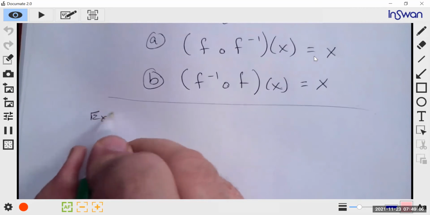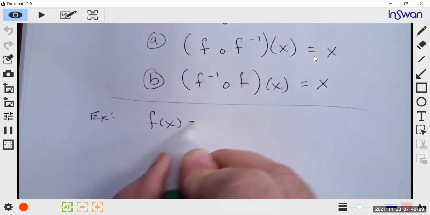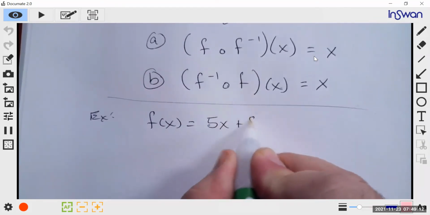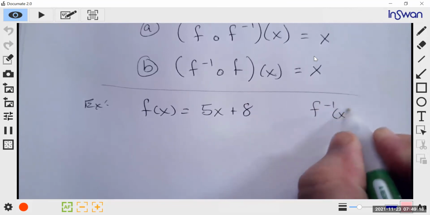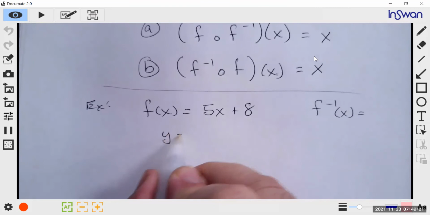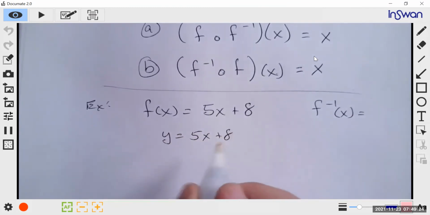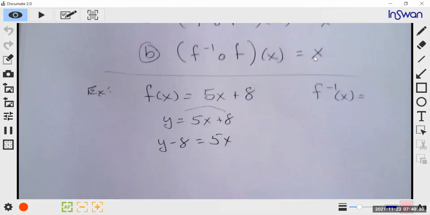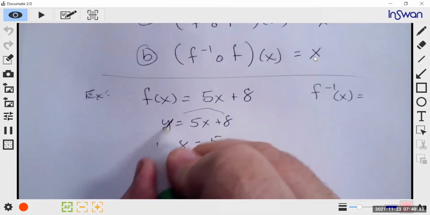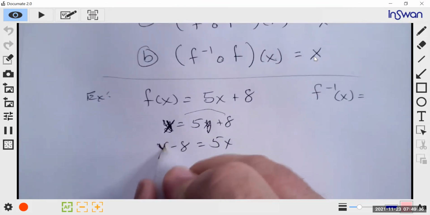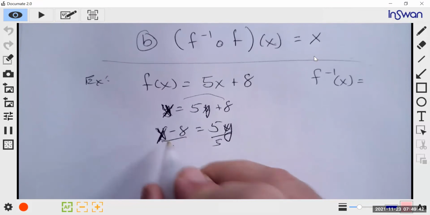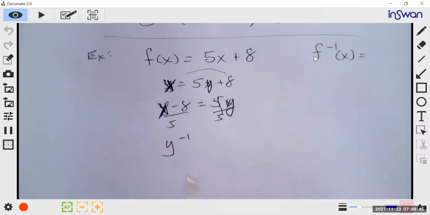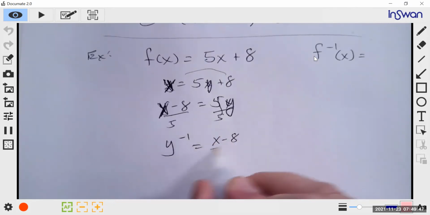Let's look at this example. f of x equals 5x plus 8. Find its inverse. So we have y equals 5x plus 8. Oops, got to switch x and y first. That becomes x, that becomes y. Subtract 8 from both sides: x minus 8 equals 5y. And divide by 5. So the inverse is y equals (x minus 8) over 5.